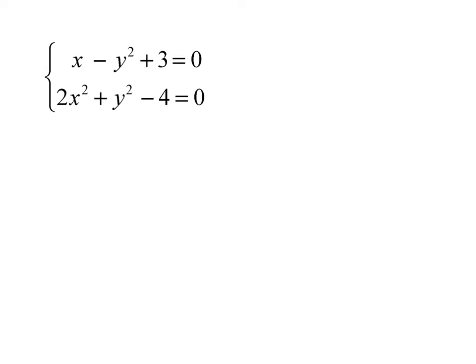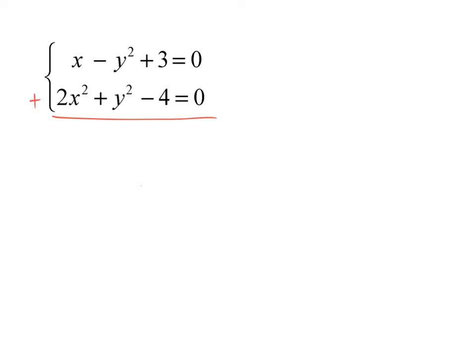Use elimination method to find all solutions of the system of equations. Now, since there is an x and an x squared, I can't combine these, so I can't eliminate that. The y squareds are the same, so I can eliminate those. So that's what I'm going to go for. And what I'm going to do is I'm actually going to just add them the way they are.